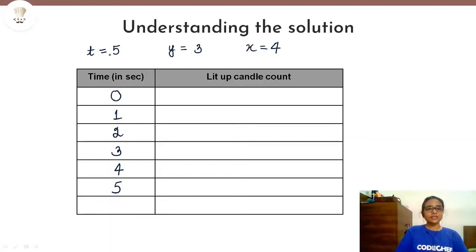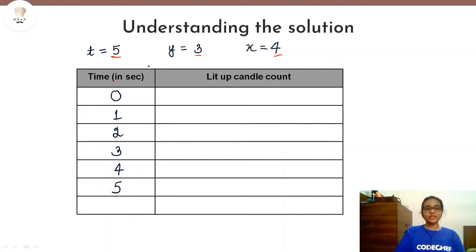So we have taken t equals 5. It means that chef's girlfriend will arrive at t equals 5 seconds. So he has 5 seconds to light up as many candles as he can. Then y equals 3, means at the end of every 3 seconds, the candles will get extinguished from the time that they were lit up. And x equals 4. That means every second, chef can use some other lighted up candle to light up 4 other candles. So let us start.